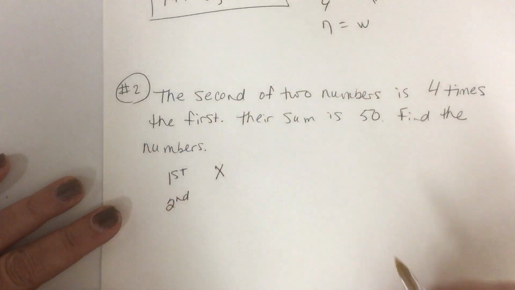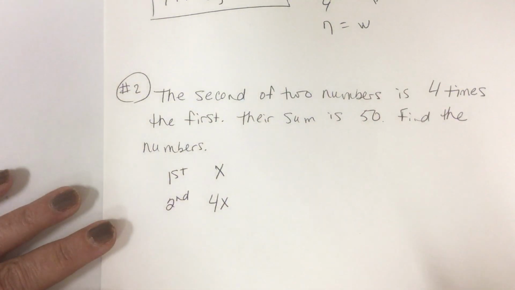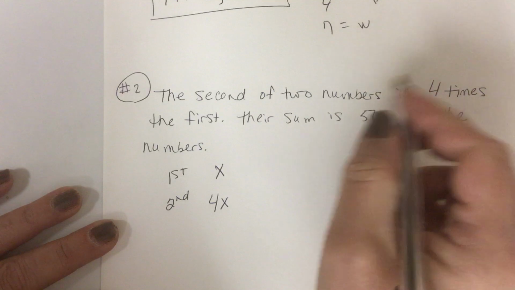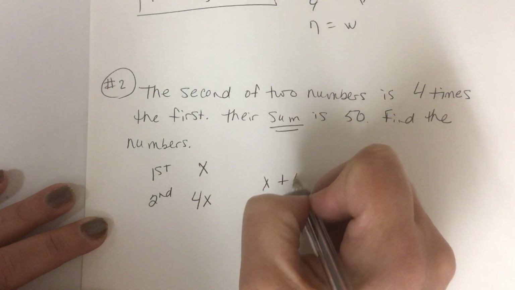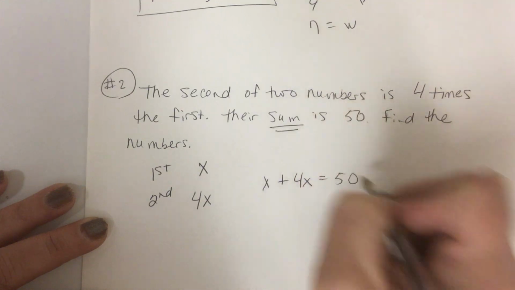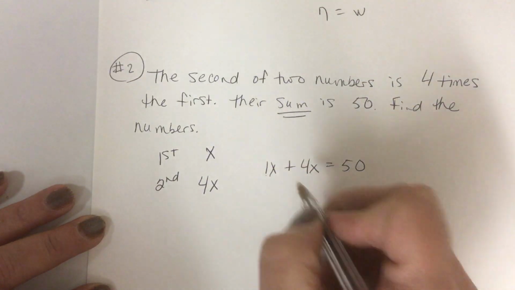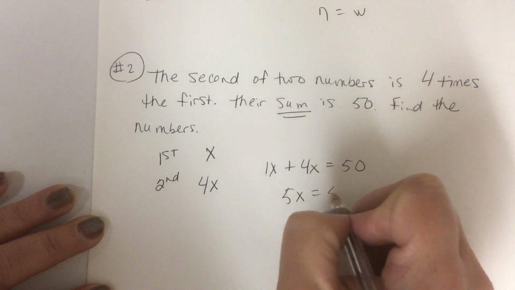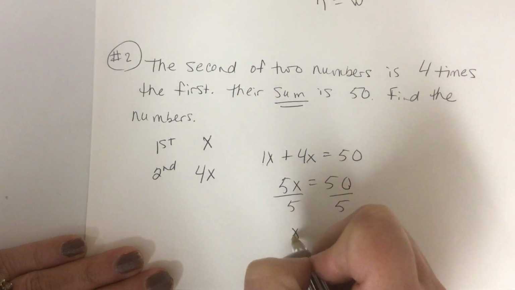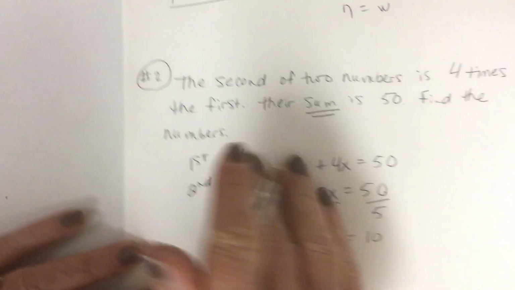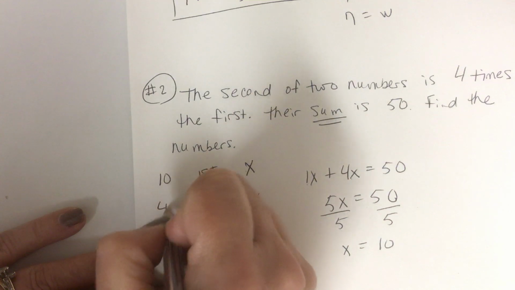So if I call the first one X, the second one is 4 times as much, so that would be 4 times X. And then their sum is 50. Sum means addition, so X plus 4X is equal to 50. Now remember, this X is like a 1X. 1X plus 4X is 5X, equals 50. And then I'm going to divide both sides by 5, so I get X equals 10. So that means my first number is 10, and my second number, 4 times 10, is 40.